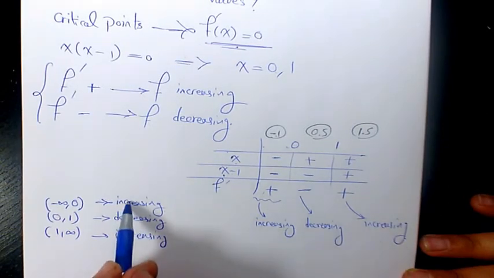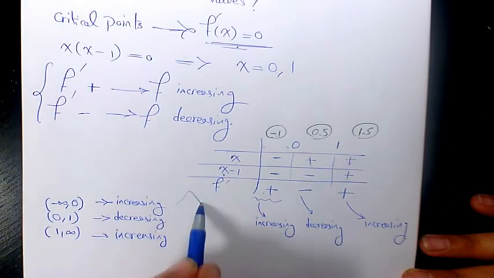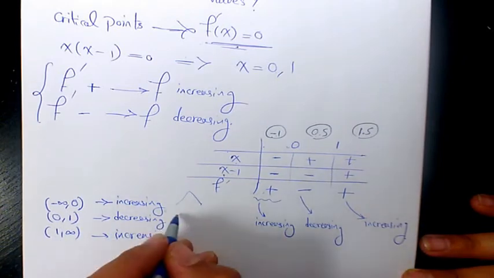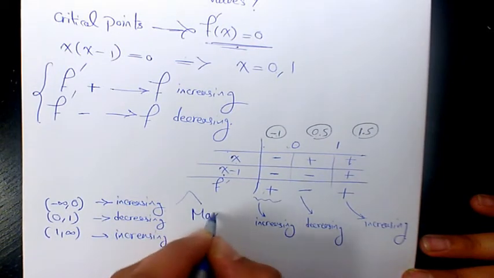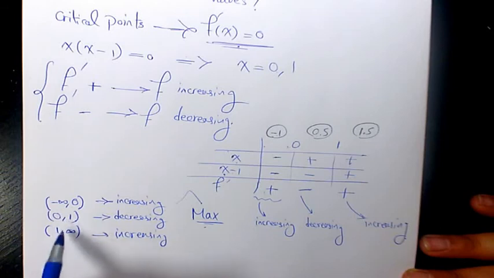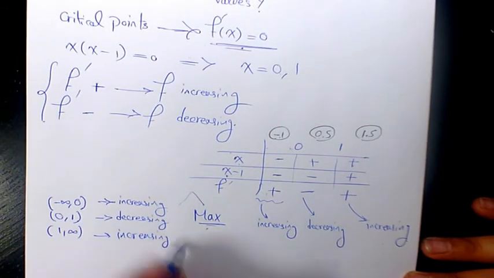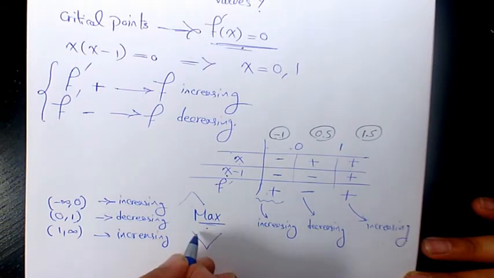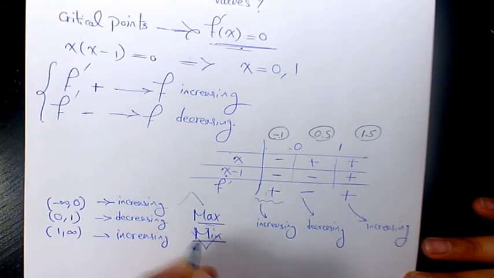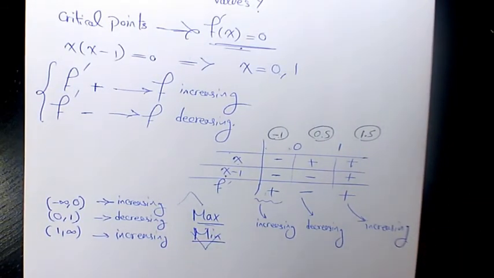Now that's increasing and then decreasing. It's going to be something like that. It means that point 0 is a maximum. And at point 1, to the left of it f is decreasing, and to the right it is increasing. So it's going to be a minimum at point 1. That's going to be the answer to the third part.